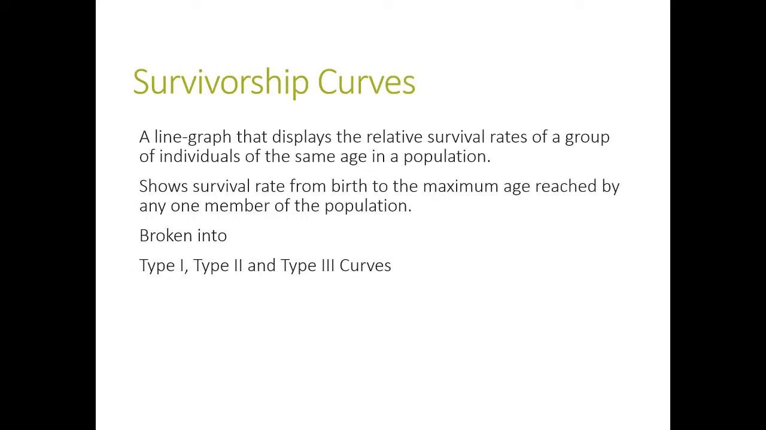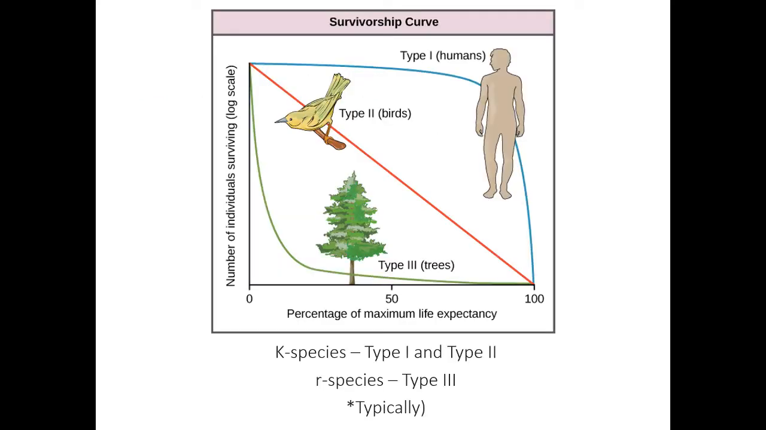So when we talk about survivorship curves, this is just a graph that shows survival rates for a group of individuals of the same age in a population. So you're looking at the rate of survival from birth until you get to the maximum age of that species. We'll look at an example, but they're broken into type 1, type 2, and type 3 curves, and we'll relate these curves to K and R selected species as well.